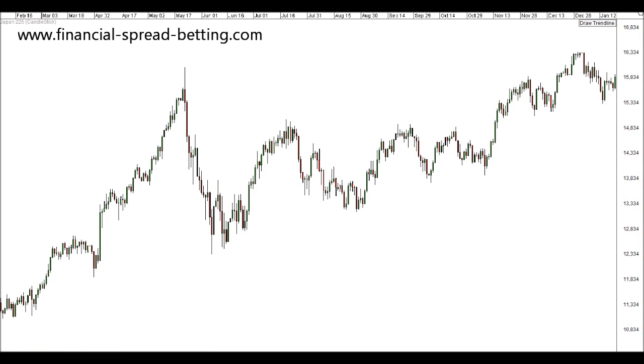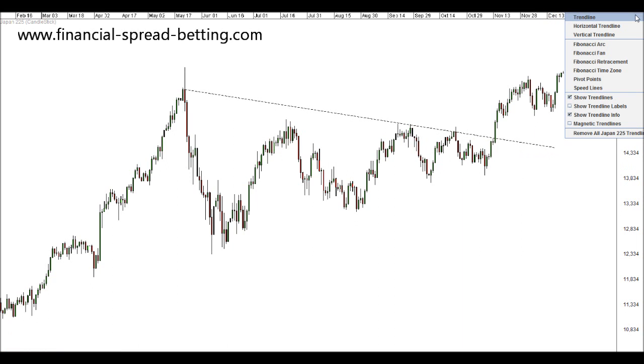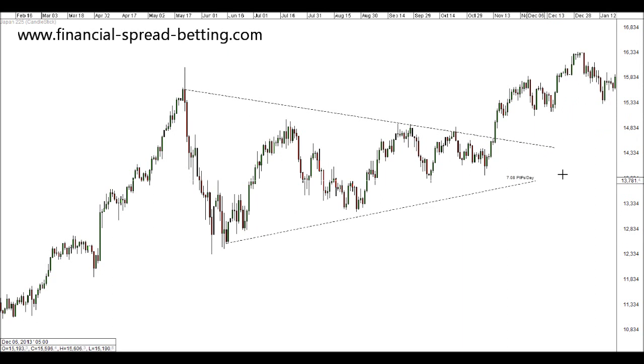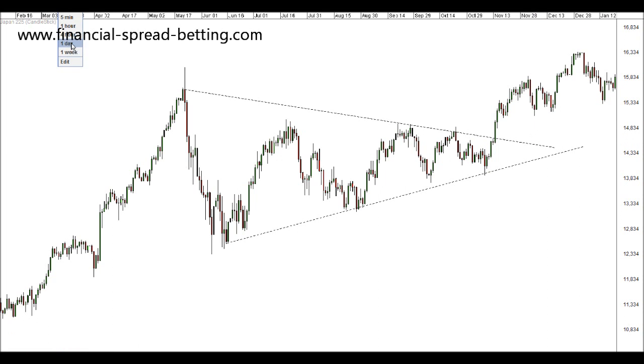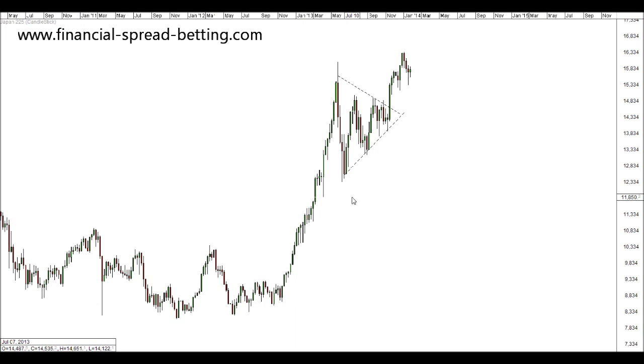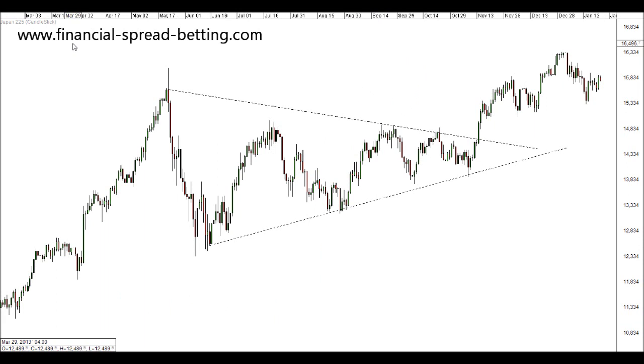To make this triangle easier to see, I can add trend lines. If we go to a weekly chart of the Nikkei, you'll see this triangular pattern is even more clear. That's why it's important to know about ABC corrections.